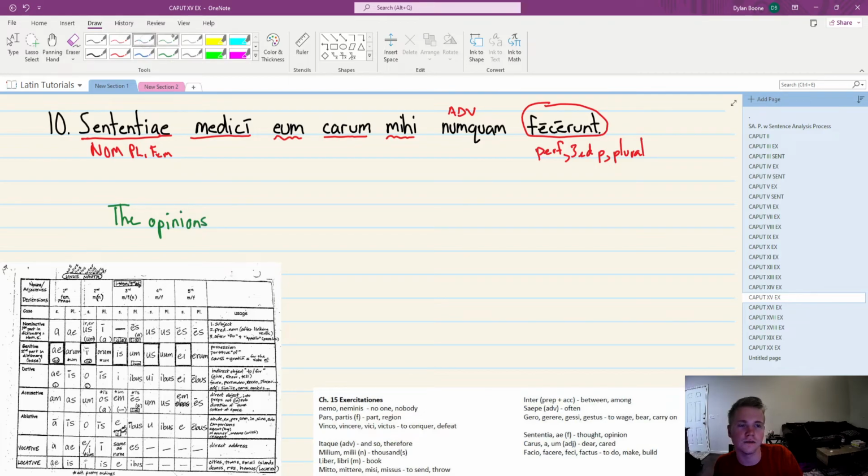Medici, so medicus, a doctor. So that could be nominative plural or that could be genitive singular. We've already found our subject here, so we know that our subject is sententiae, so genitive singular. It's also not at the beginning of the sentence. The opinions of the doctor. Right.